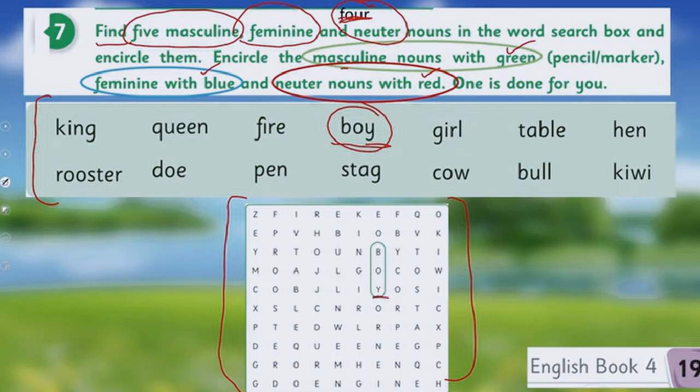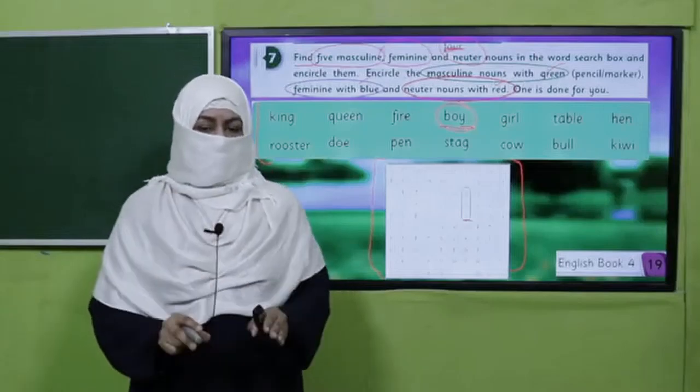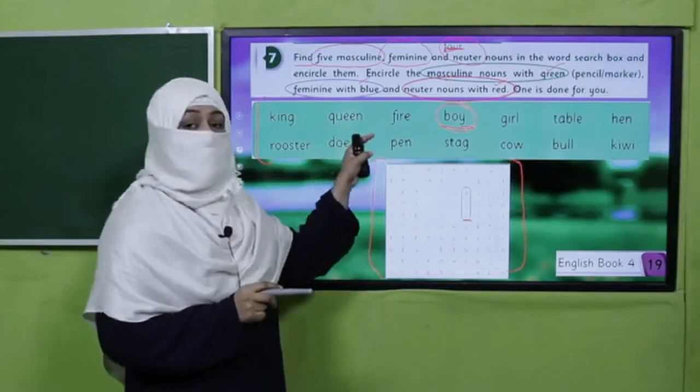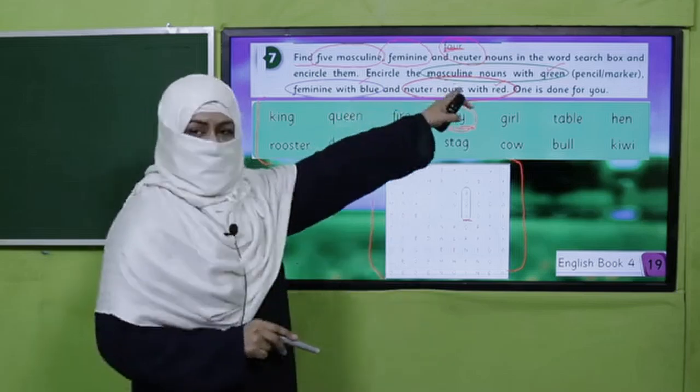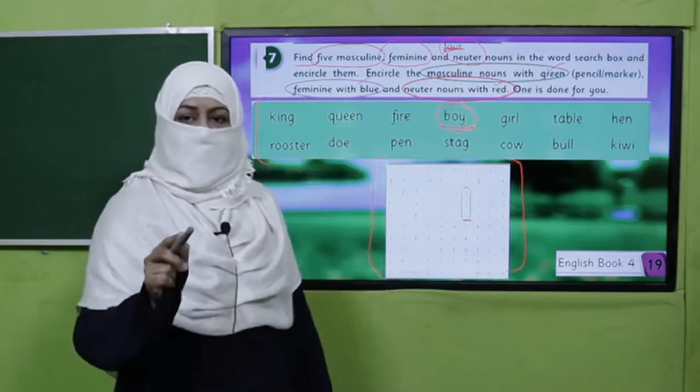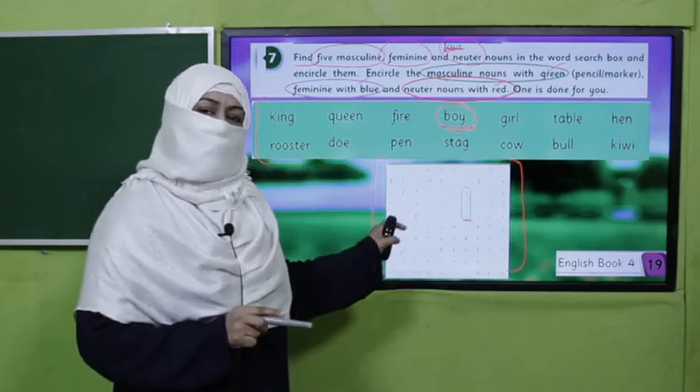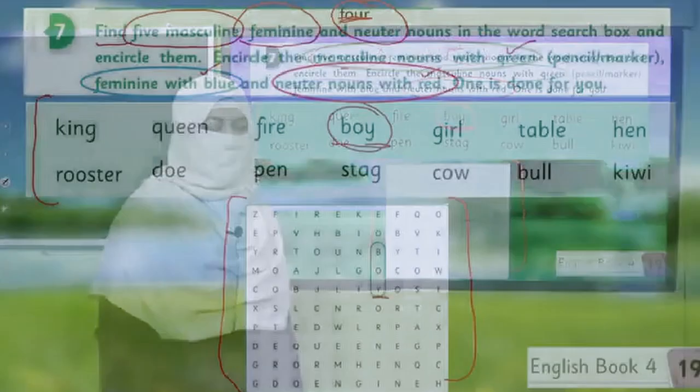Now all of you take 3 colors, put them on your table, read all the nouns carefully, find them in the word puzzle, and circle them using the correct color. Okay, so pause the video, enjoy your activity. I'm going to do it for myself. Let's see who wins.